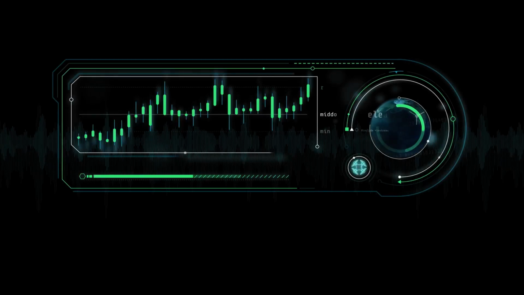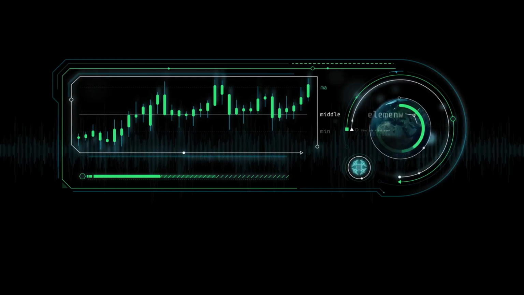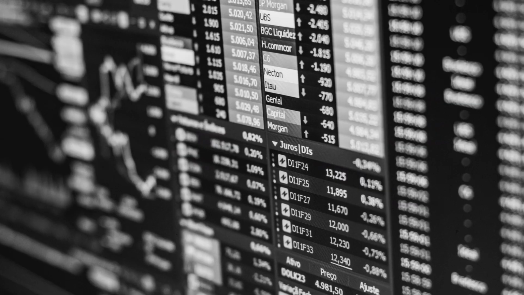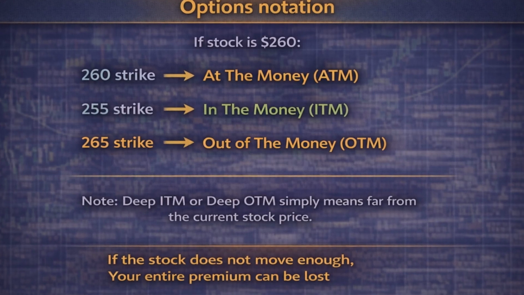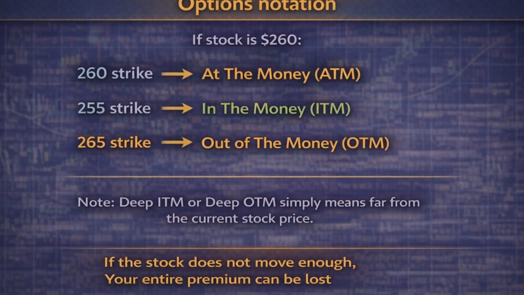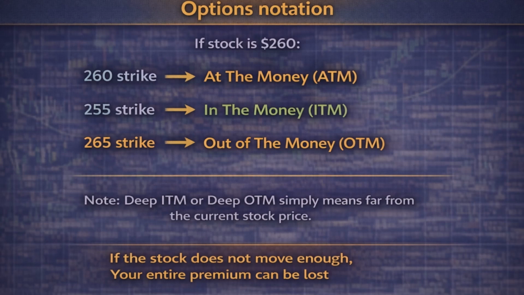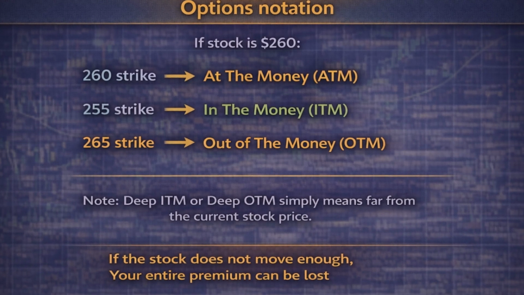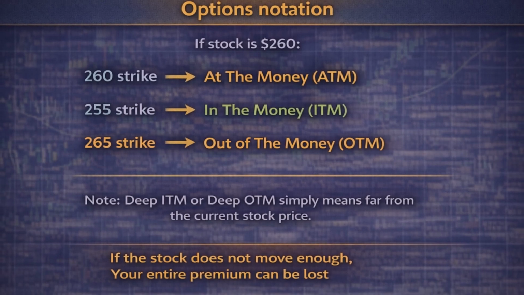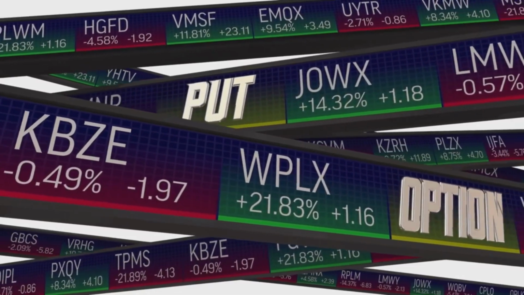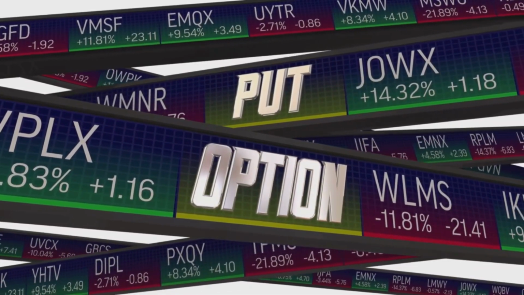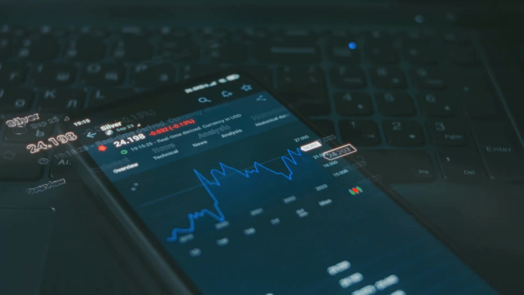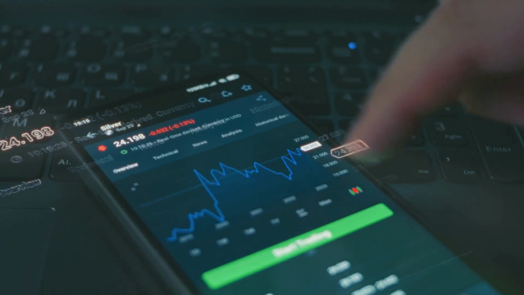Let's use Apple Inc., ticker symbol AAPL, as an example. Suppose AAPL is currently trading at $260. You can choose strike prices around that level. Strikes are typically available in increments such as $255, $257.50, $260, $262.50, $265. These strike prices are defined by the exchange based on the stock's current price. For Apple stock, given the current price is $260, the difference in each strike is $2.50. We'll keep it simple for now.